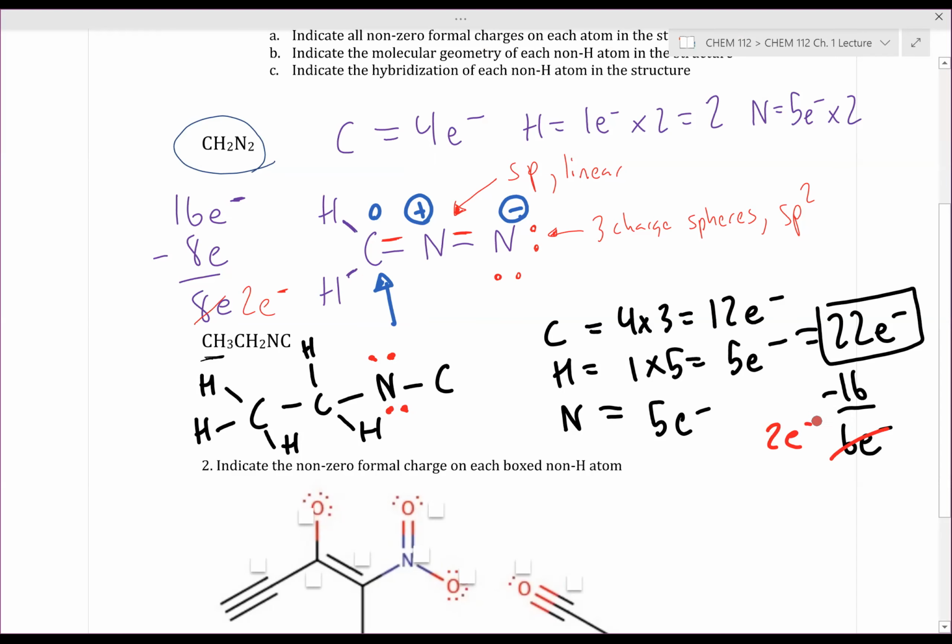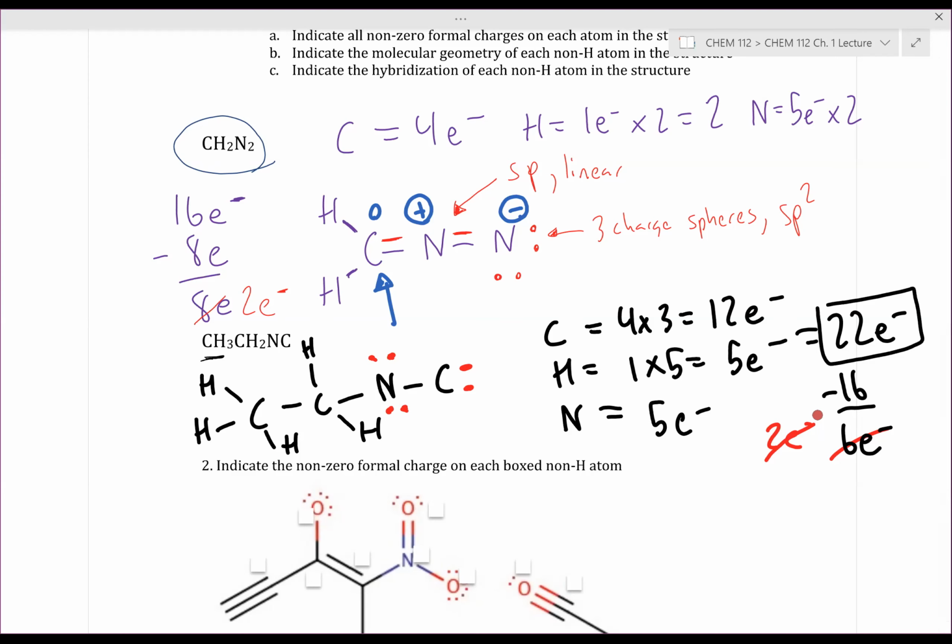Where do we place the last 2 electrons? On carbon. Okay. Now, we've used up all of our electrons. Does carbon have a complete octet? No. So what do we need to do? We need to take some of these lone pairs on nitrogen and move them down to form what?